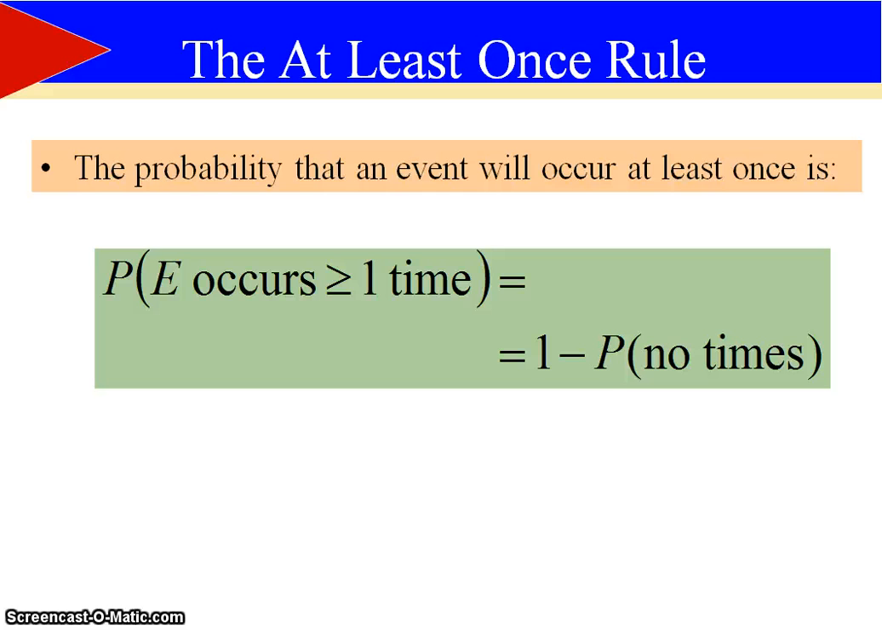So, the at least once rule, the probability that an event will occur at least once. So the probability it occurs at least once is 1 minus the probability it occurs no times.